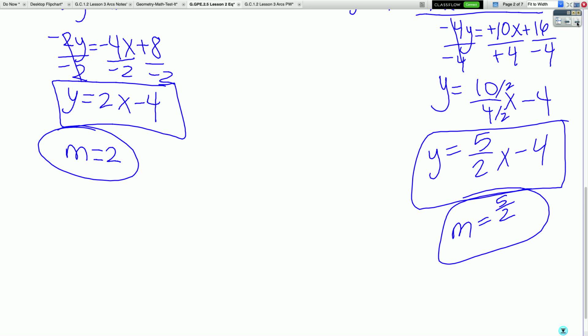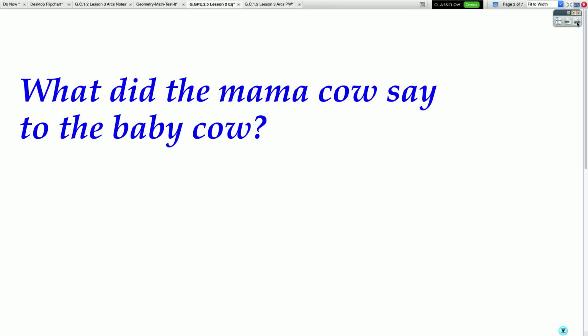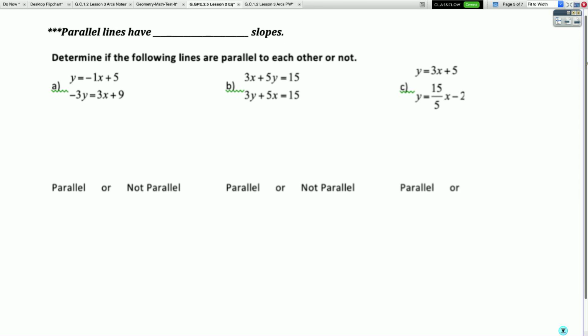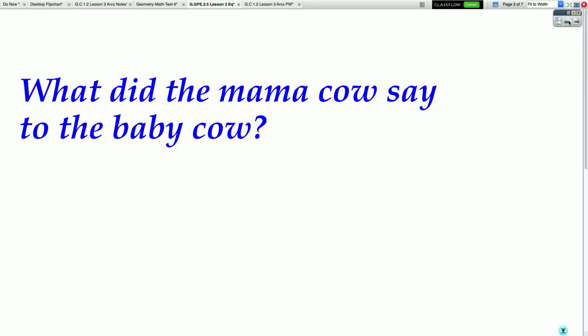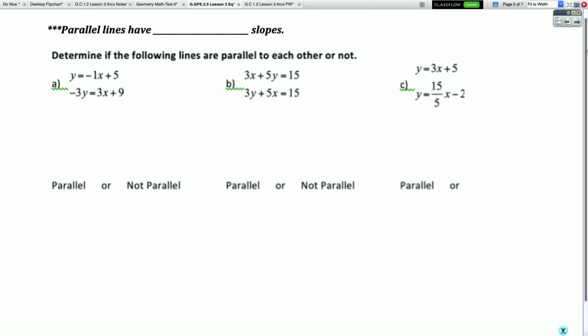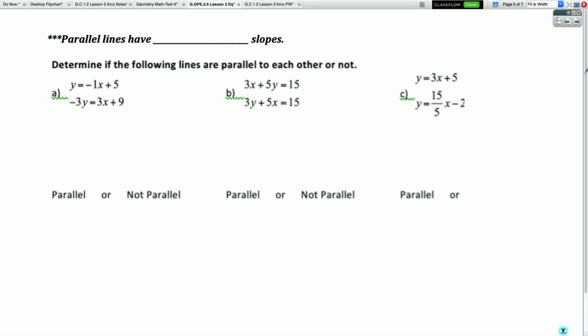What is this? There's your joke for the day. Okay, what did Mama Kyle say to the baby cow? Why did Pastor Bennett. Oh! That was funny, dude. Those are birds. You make fun. That's so funny.